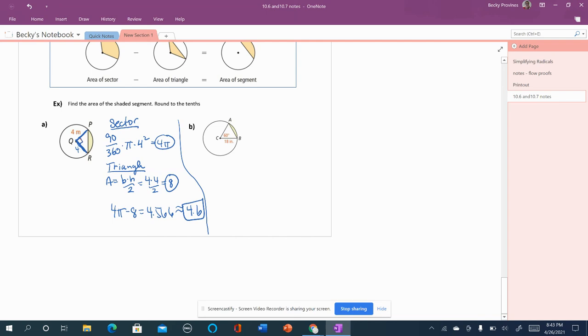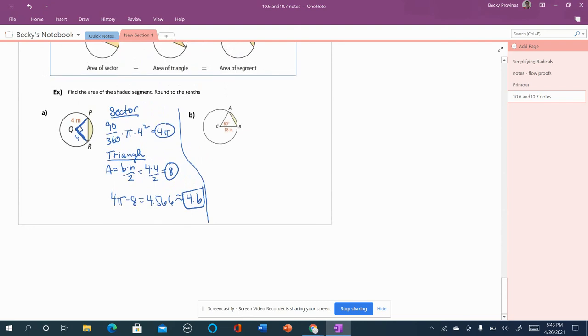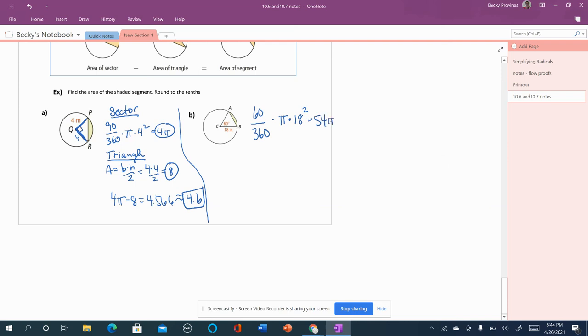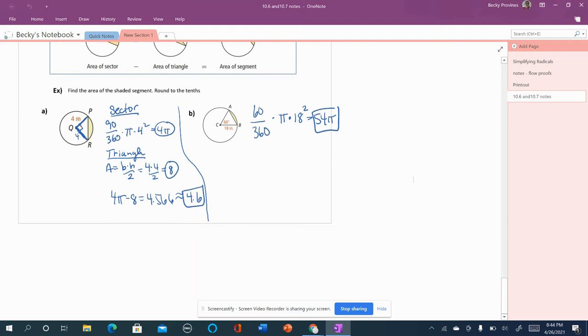Okay. Now, next one. We need to find the area of the sector, which is 60 over 360 times the area, which is pi times radius squared. So 60 over 360 times 18 squared is 54 pi. Now let's find the area of the triangle. And it just told me my time was almost up. I'll come back and finish this in the third video.